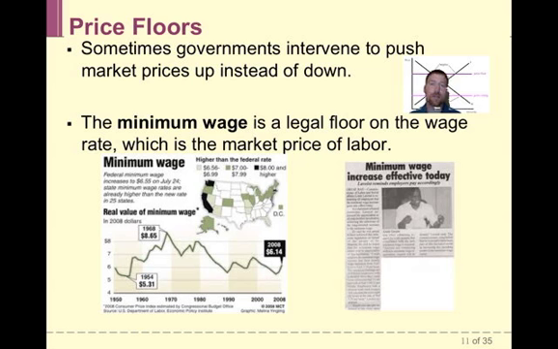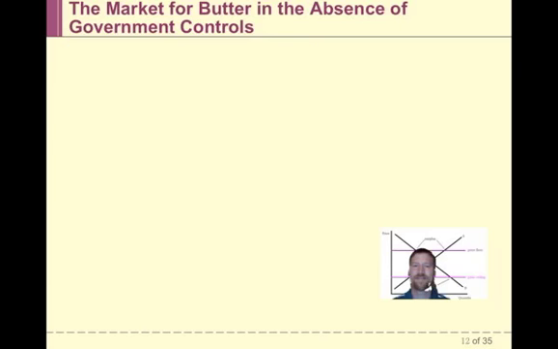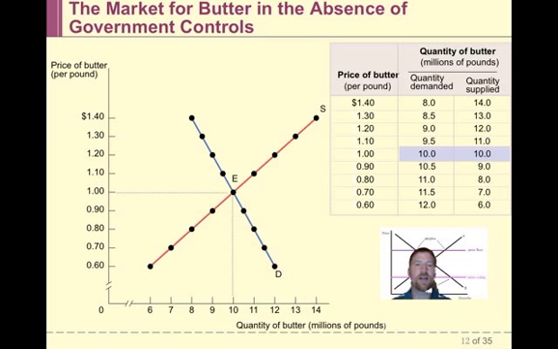Sometimes the government might impose a price floor on a product. So that would push the market price up instead of down. Again, it would have to be located above the equilibrium, as you can see in this example behind me. The minimum wage is a legal floor on the wage rate, which is the market price of labor. We talked about that earlier. Again, please draw the supply and demand graph, and we will add a price floor to it on the next slide. Thanks.